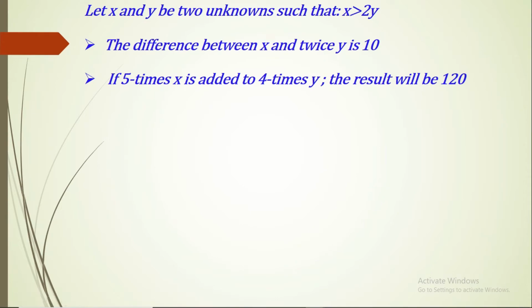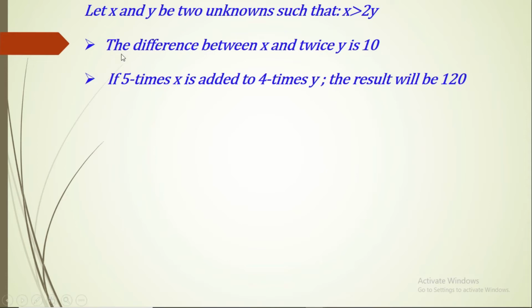Now let's start another example. Let x and y be two unknowns such that x is greater than 2y. The difference between x and twice y is 10. And if 5 times x is added to 4 times y, the result will be 120. Now find the values of x and y. How to solve such a question and how to model this given in a system of two equations.